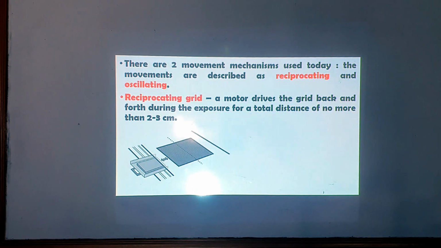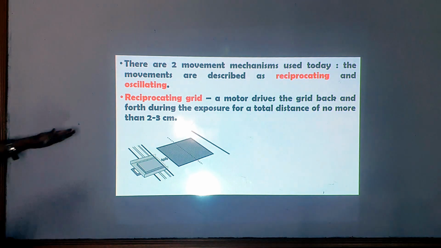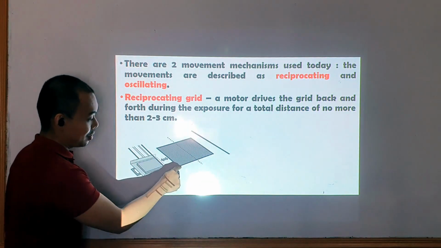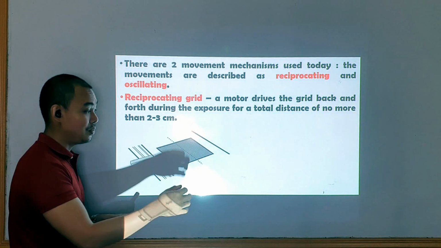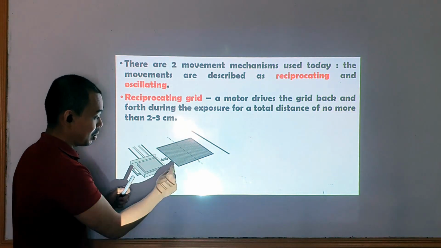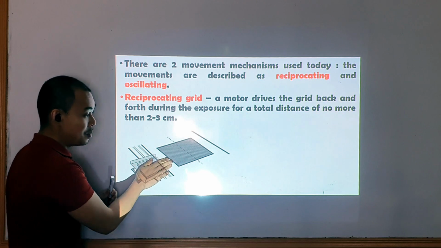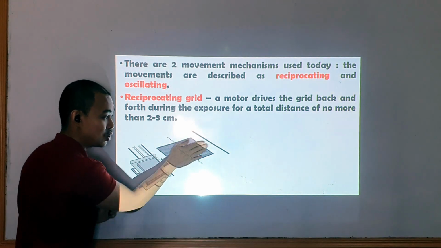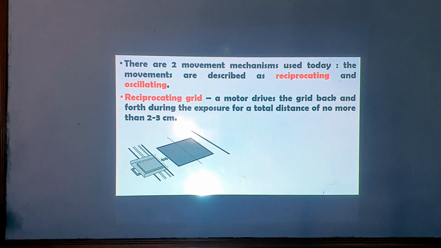And there are two movement mechanisms which are used today. The movements are described as reciprocating and oscillating. For your reciprocating grid, a motor drives the grid back and forth. Because try to look at this one, guys. Like what we've said, this is the X-ray table. And then the grid will run along the line of the long axis of the X-ray table. So you have your grids here. So the movement should be at the right angle. So it's not like this because this is the long axis. It needs to be like this. Are we clear, guys? So that movement can either be reciprocating or oscillating.